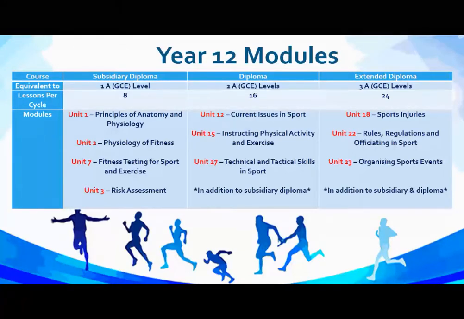These are the modules you will study depending on the course you choose. The subsidiary diploma, we've got Unit 1, which is anatomy and physiology, so all to do with human biology, muscles, skeleton, heart, lungs, etc. Physiology of fitness, we look at energy systems. Fitness testing for sport, which is the various different fitness tests, how we carry them out and what we use the information for. And risk assessment, so assessing different risks, assessing facilities and what the possible implications are there for sport.